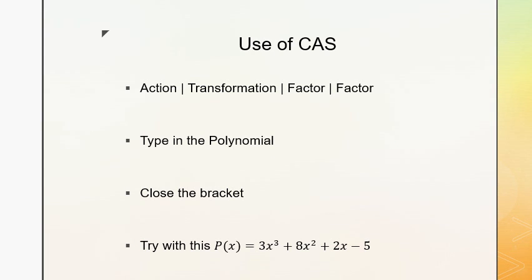Of course, you can also use your CAS to help you factorize any cubic function. So you can simply go to Action, Transformation, Factor, Factor, and then type in the polynomial function, which you can have a try with. You simply type in this function, okay, with closing bracket, and then press enter, and your CAS should give you an answer.